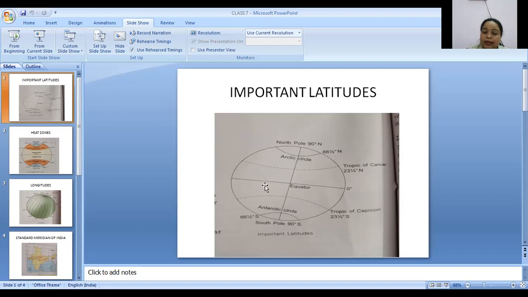And then comes the Tropic of Cancer and Tropic of Capricorn. Then comes the Arctic Circle and the Antarctic Circle. Then comes the North Pole and then the South Pole. So the length of the latitude decreases as we move from the equator towards the poles.